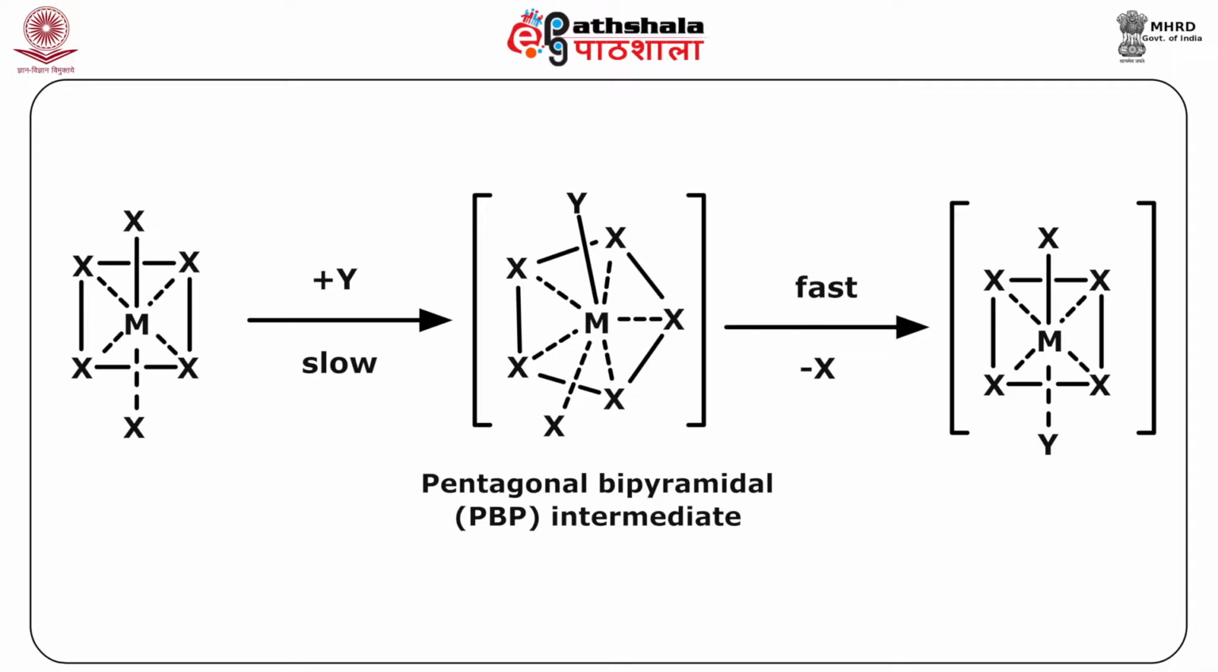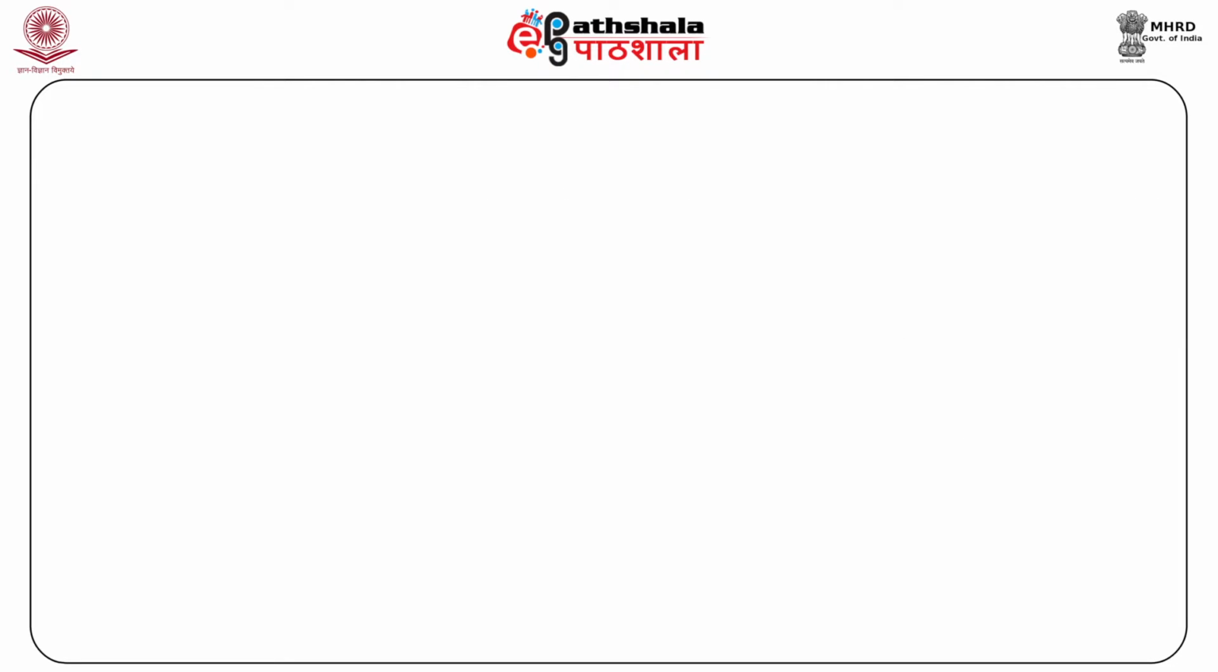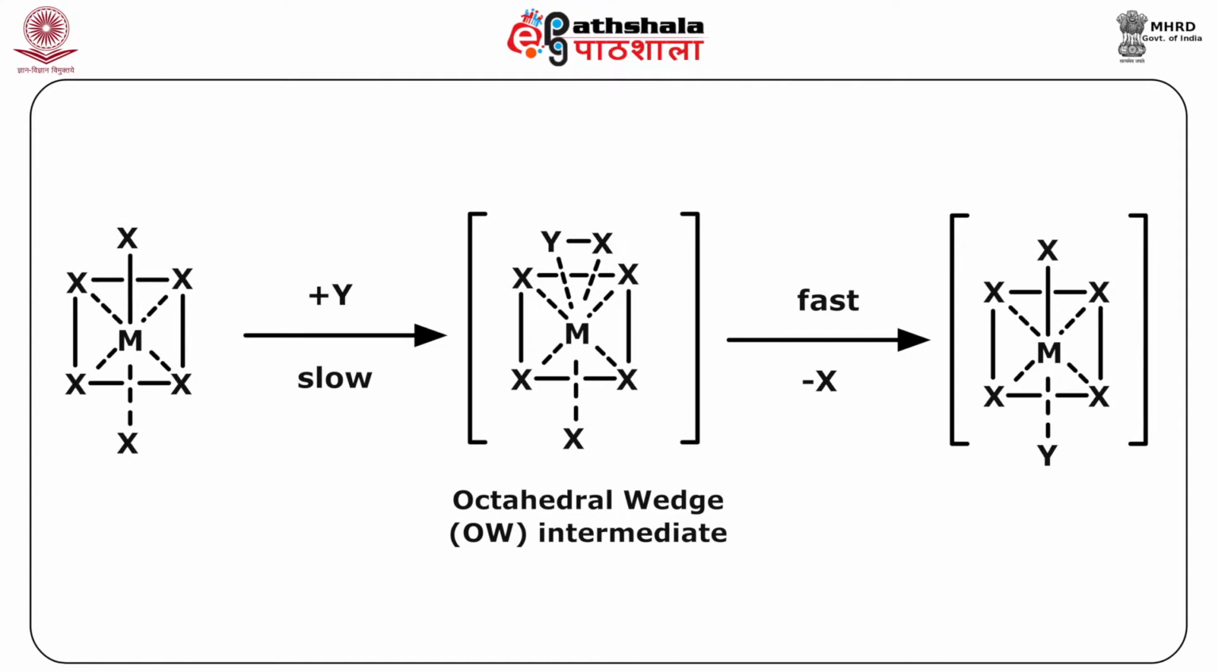Now the ligands adjust themselves to produce a 7-coordinated species. They will preferably form a pentagonal bipyramidal geometry. In the second fast step, because of high steric crowding, X departs from the system to produce MX5Y. You can see the same in our scheme.